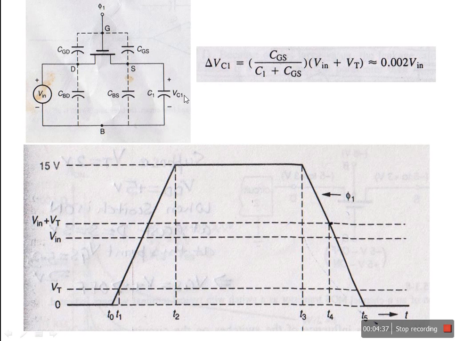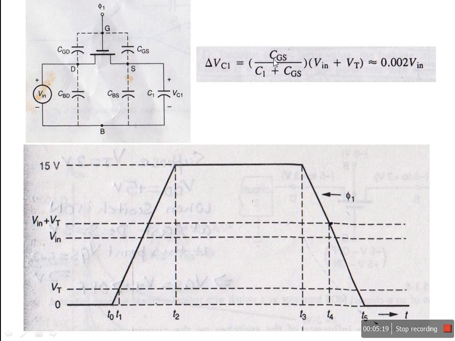Delta VC1 is the change in the capacitor voltage when feed through action is taking place. So this capacitor is discharging this capacitor through this path. You see. How much can it discharge this capacitor? That is CGS over C1 plus CGS into V in plus VT, because we are considering this point. So this is the combination of the capacitances.